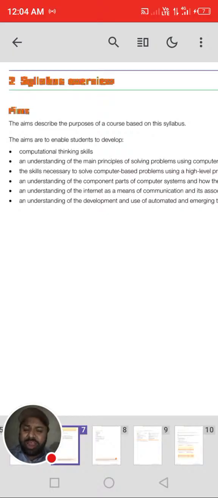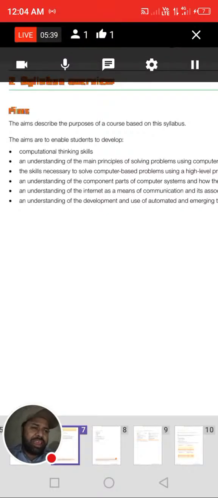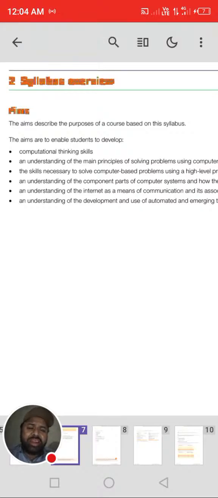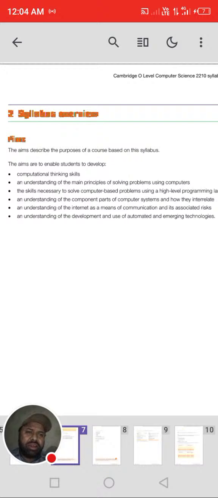What are the high-level programming languages? C++, Java, Python, etc. are high-level programming languages. I think that will be great when we study. You can read the rest out, but I'm reading it out because this is an introductory lecture. And an understanding of the parts of the computer system and how they interact. What are the computer system parts? Just like the central processing unit, random access memory, read-only memory, and so on, and how they interrelate with each other. This is a basic concept which we are going to study in this course.